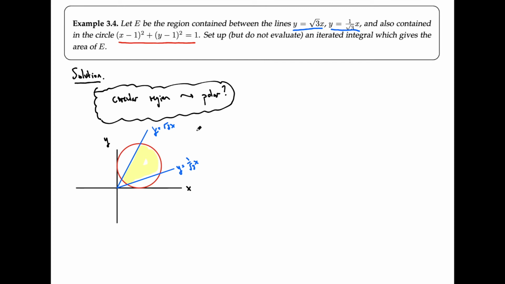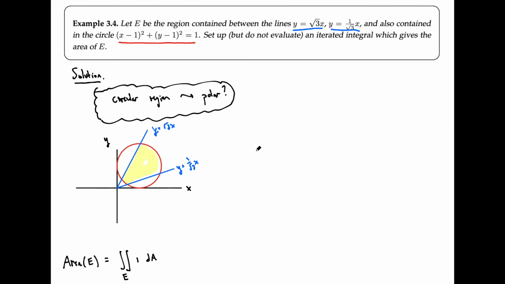All we need to do is set up an iterated integral expression that gives the area of this region. Now, as a double integral, this is old news. We know that the area is just given by the double integral over the region E of 1 dA. The goal of the problem is to convert this into an iterated integral. Now, as I said at the beginning of this example, I didn't say anything about polar coordinates.